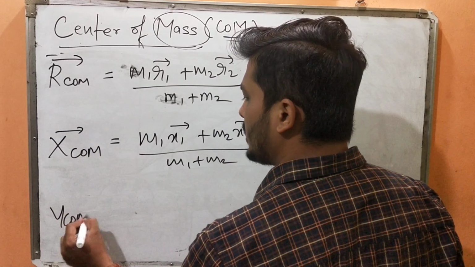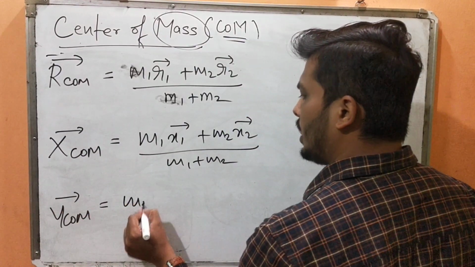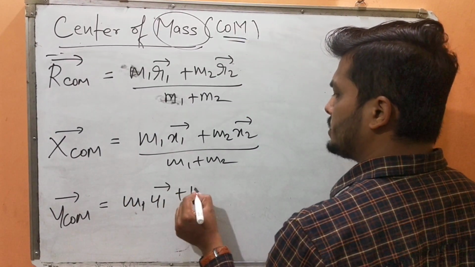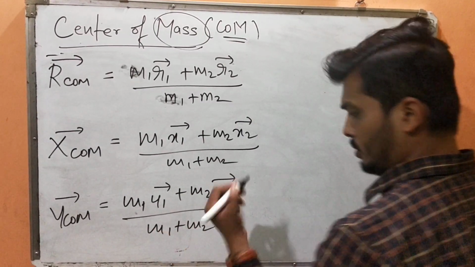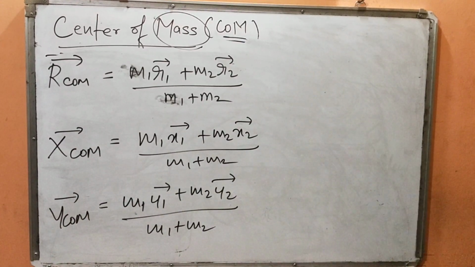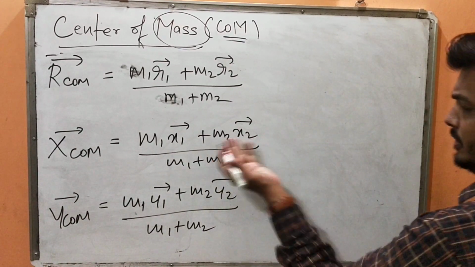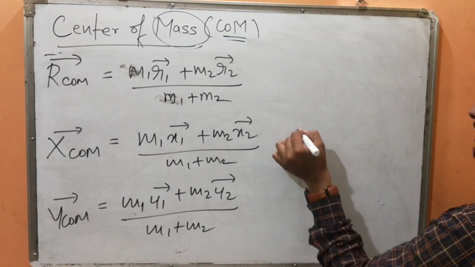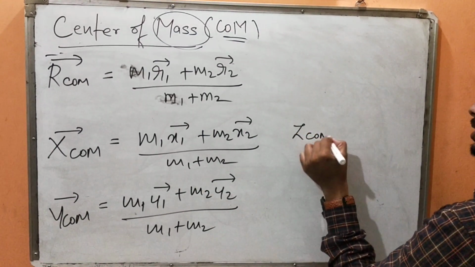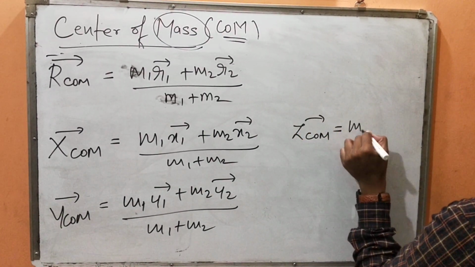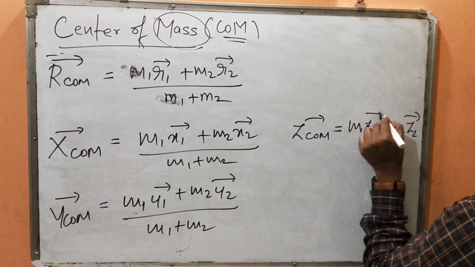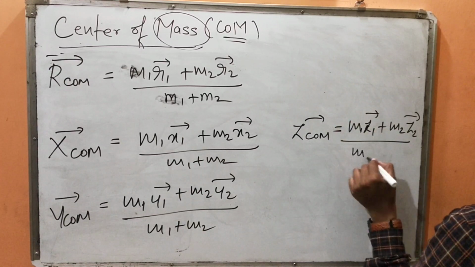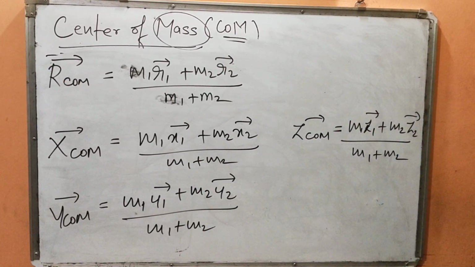Similarly, y center of mass, how will you write? (m1 y1 plus m2 y2) divided by (m1 plus m2). Again, it depends upon how many particles you have. If there are more than 2 or 3, just go on writing it. And in terms of z coordinates, (m1 z1 plus m2 z2) divided by (m1 plus m2). Got it? Okay. Have you understood this?